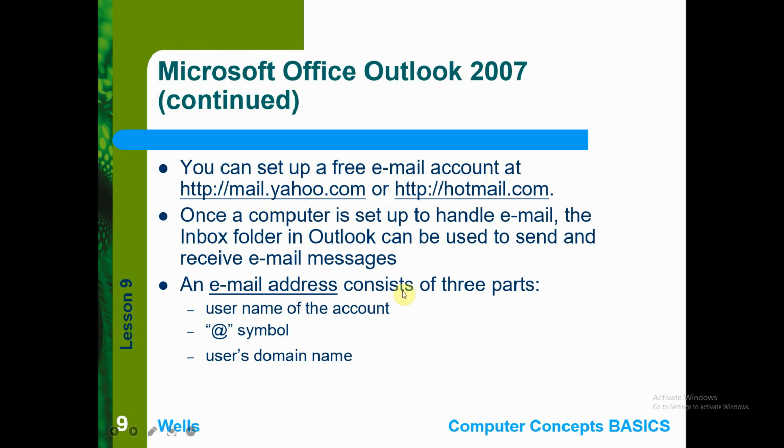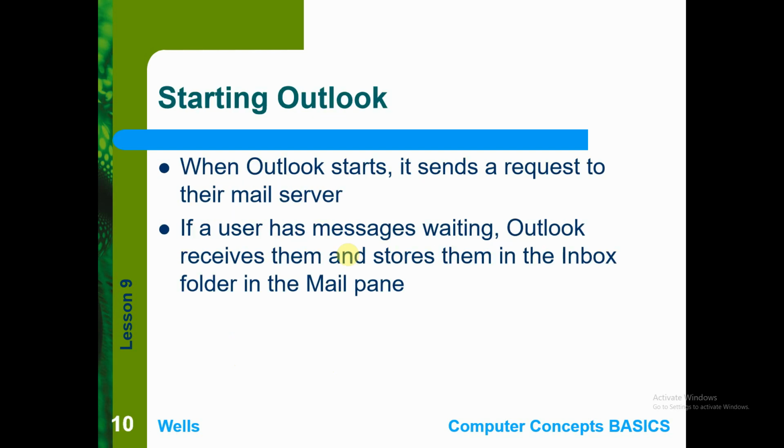So by definition of email address, amo ng three parts naton: the username of the account, the @ symbol, and the user's domain name. So usually amo na sa aton kung sa akong email bino, markalyoso@gmail.com. So the Mark Alyoso is the name, username, then it is followed by the @ symbol, and gmail.com is your user's domain name, or where my email account is hosted.